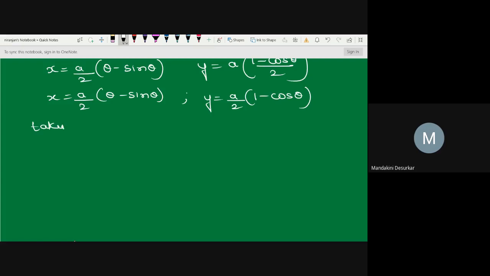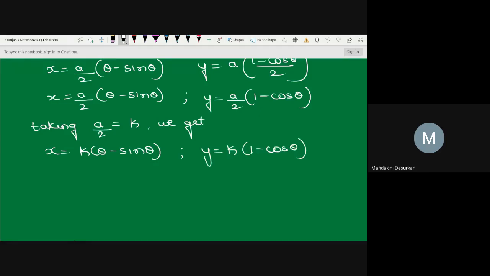Taking a by 2 as k, we get x is equal to k theta minus sine theta, and y is equal to k 1 minus cos theta. Therefore, the equation you have got is the parametric form of a cycloid. Have you studied cycloid? Do you know what is the equation? Cycloid comes under the parametric form, because you are having x and y.